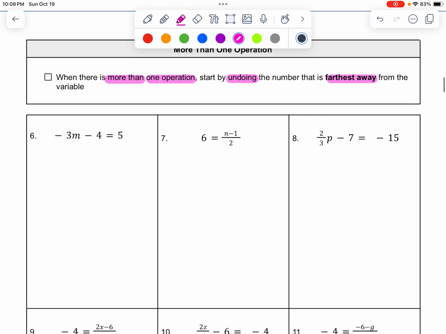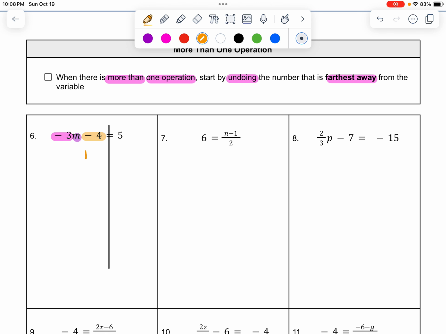Here are some examples. In problem number 6, we're going to start by drawing a vertical line through our equal sign. Now my variable here is an m, and I can see there's actually 2 numbers by the m. The first number that is by the m is the negative 3, and the second number is the minus 4. In terms of those 2 numbers, I'm going to start with the number that's farthest away from m. In this problem, the negative 3 is squished right up next to the m, and the minus 4 has a little bit of space. There's a minus in between. So the first thing I'm going to do is undo the minus 4.